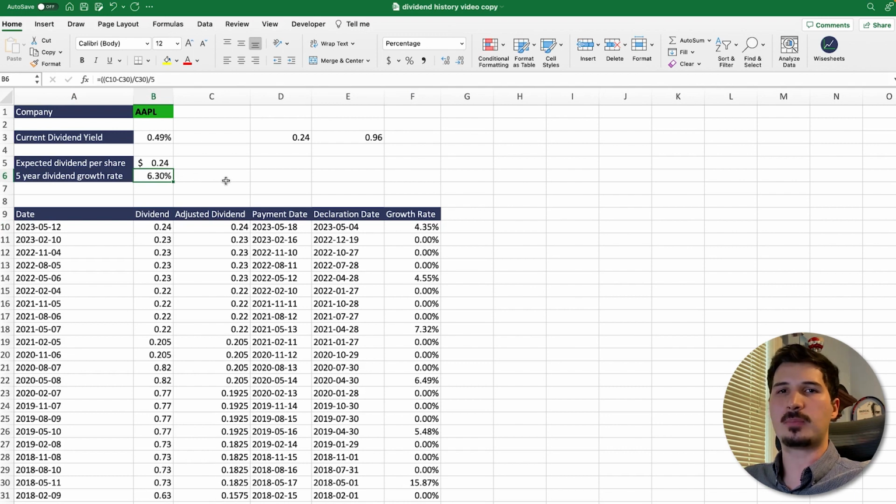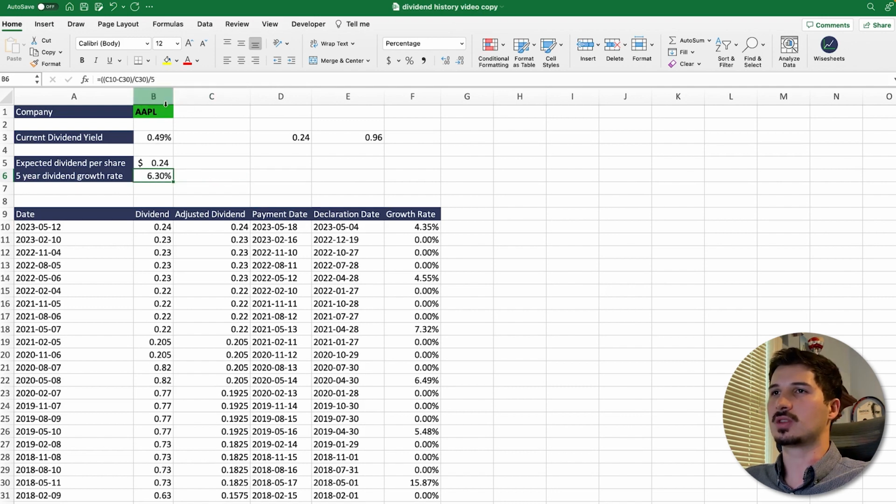I think for Apple this is a reasonable expectation moving forward. However, based on your own beliefs and your own research, you can adjust this to be higher, or you can adjust it to be lower so that your assumptions are more conservative and you can get a more accurate number based on your own preference and your own analysis.